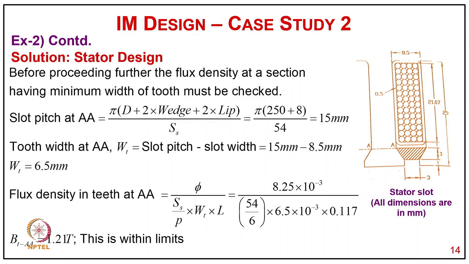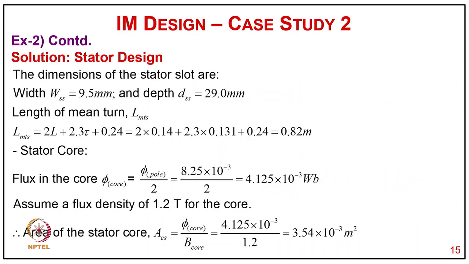The slot pitch at A, that is at cross section of narrow end, it comes WT equal to slot pitch minus slot width, so it comes 15 minus 8.5 millimeter, so WT is 6.5 millimeter. The flux density at this ATD, it comes phi upon SP into WT into LI. So putting the value, it comes BTA equal to 1.21 Tesla. So, this is within the limit of less than typically order of around 1.8 Tesla. Now, the dimension of a stator slot, the width of the slot is WSS equal to 8.5 millimeter as we got it, and depth we calculate 29 millimeter.